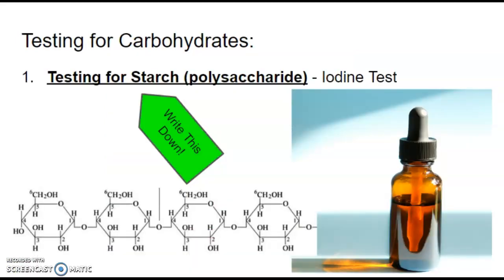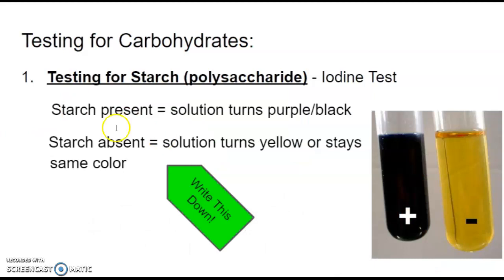So our complex carbohydrates, you already know this one. In order to test for starch, our complex carbohydrates or our polysaccharides, we use iodine. Remember iodine, it's this reddish orangish liquid. When it reacts with starch, it turns black. So if there's starch present, the solution's going to turn purplish black. If we don't have starch there, the solution's going to turn yellowish orange, or it's going to stay whatever color the solution was to begin with.